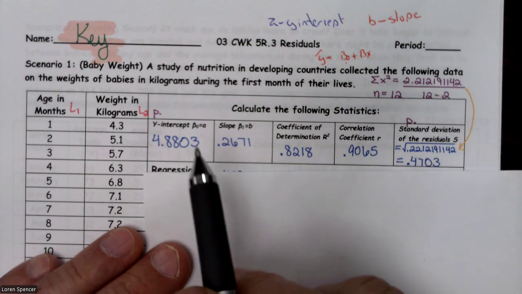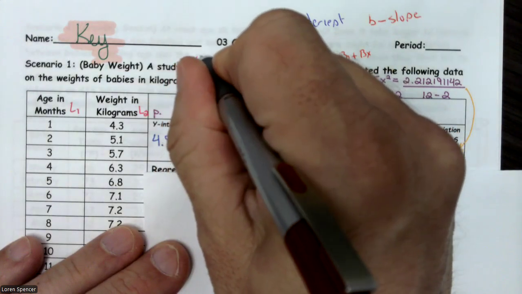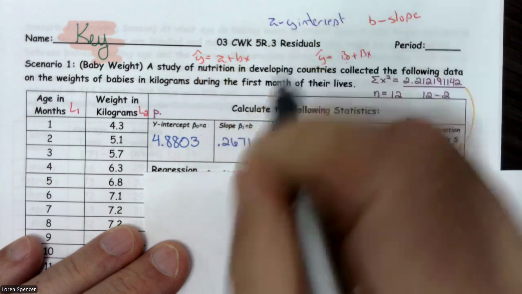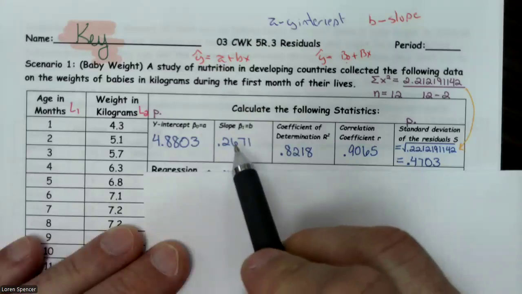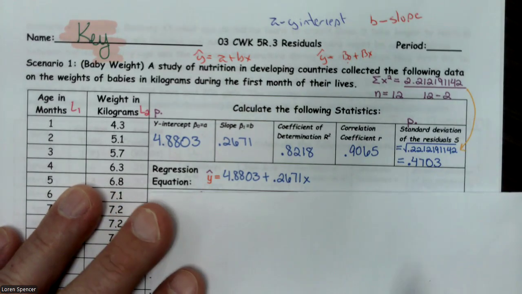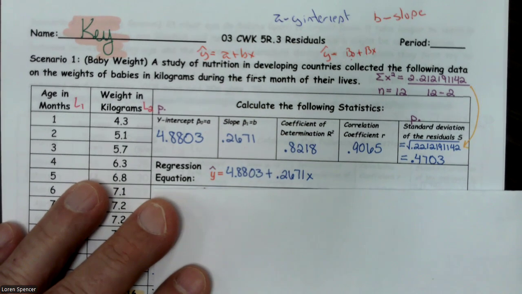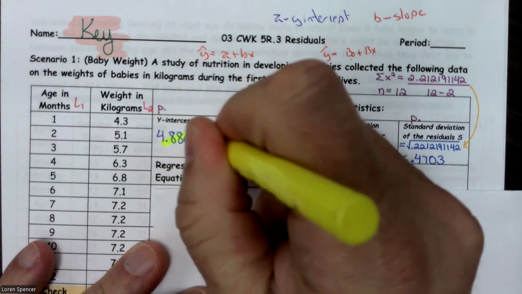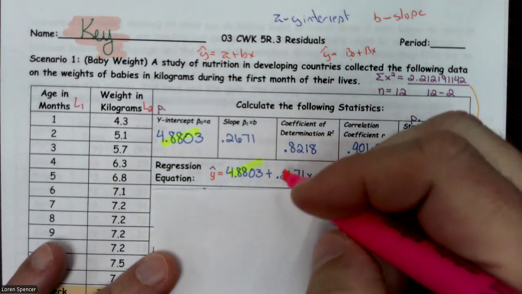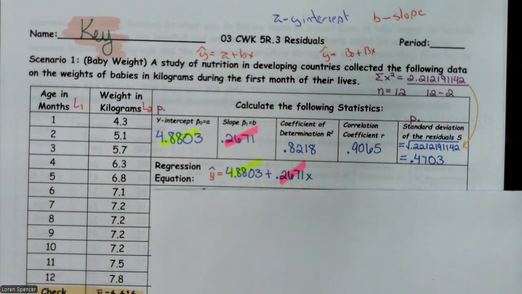The next thing it asks for is a regression equation. Well, we write it as y hat equals a plus bx. So a plus bx, and that's what we're going to have. Y hat equals 4.8803 plus our slope. So this right here is our y-intercept. And then right here we have our slope. One thing to be careful of, make sure you have a y hat. Make sure you have a hat on that y.